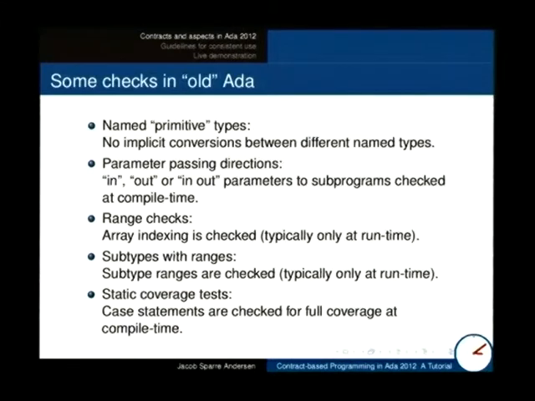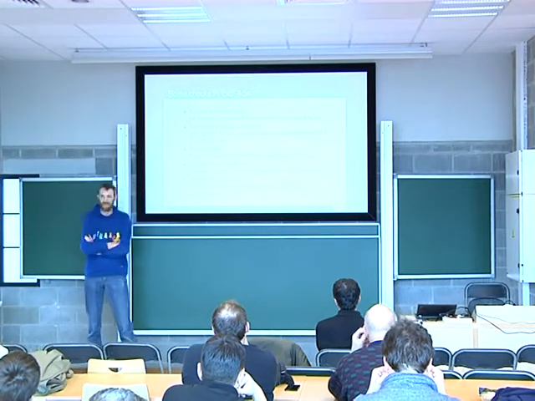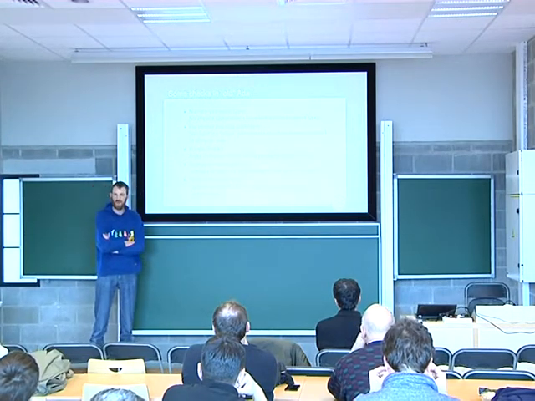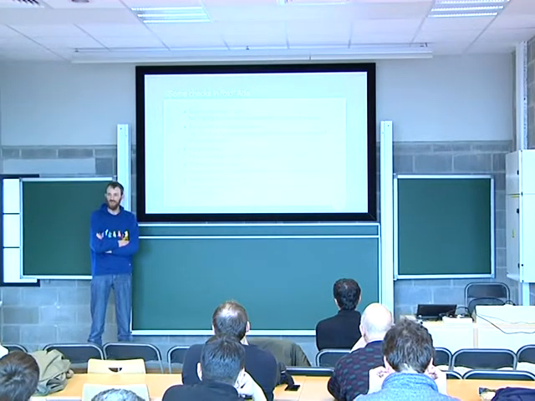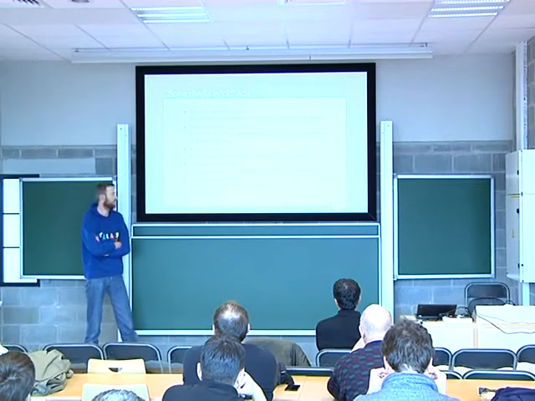We have the named primitive types. If you have a specific type, even if you have another type which can have exactly the same values, you can't just copy between objects of the two types. You have to make an explicit conversion. You have parameter passing directions on your subprograms, so you have to tell explicitly if an argument for a subprogram is a parameter going in, a parameter going out, or one that's going both in and then out after some manipulation.